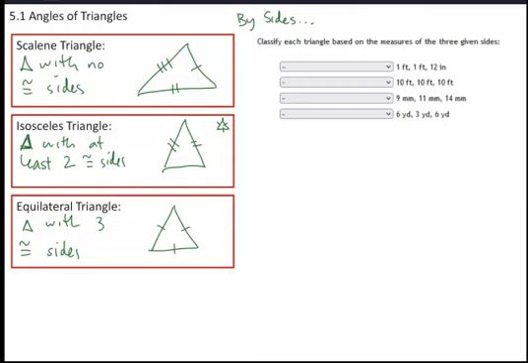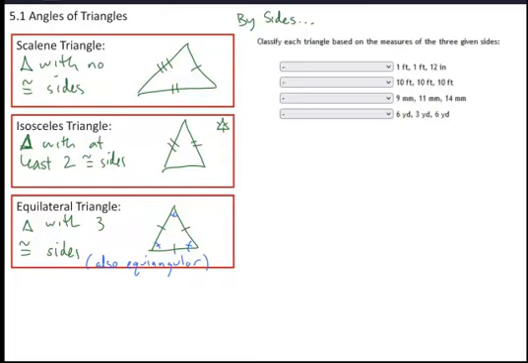Not only is an equilateral triangle what the word says, equi meaning the same, and lateral referring to sides, but also the angles will be equal. That's just an extra property with that.